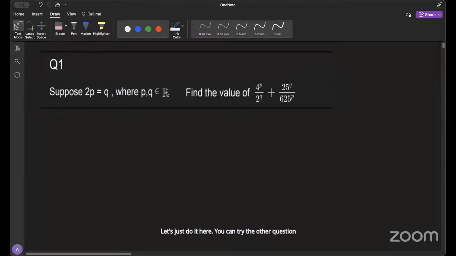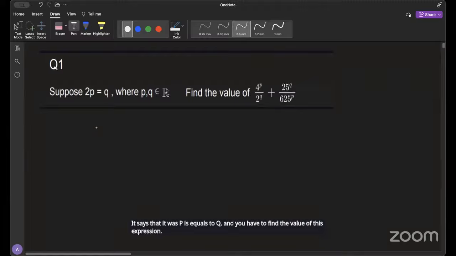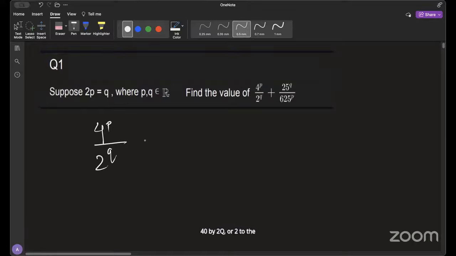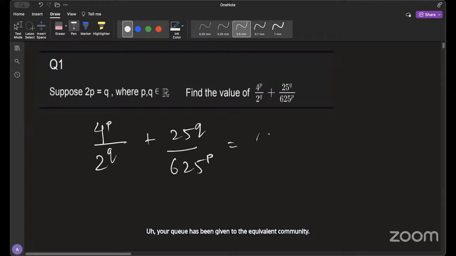So this question says that 2p is equal to q, and you have to find the value of this expression. The expression is 4p by 2q, 2 to the power q, plus 25 to the power q, and 625 to the power p. And your q has been given to be equal to 2p. So you can replace q with the 2p, and then you can replace this.